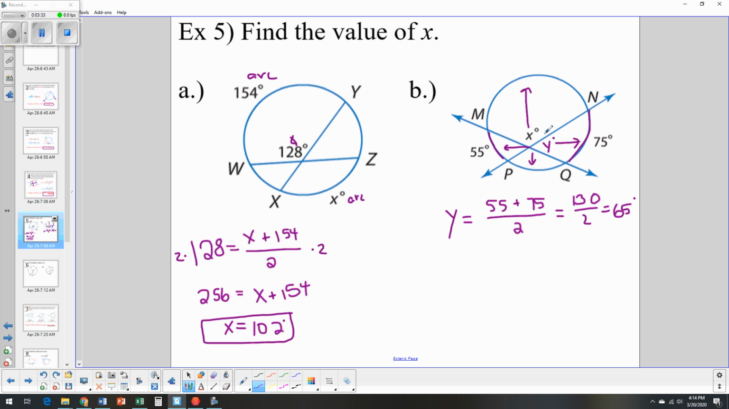If you notice where x and y are, they are a linear pair. And if you recall, linear pairs add to 180. They are supplementary. So we know x plus y equals 180. I can do x plus 65 equals 180. And that's how I get x is 115.